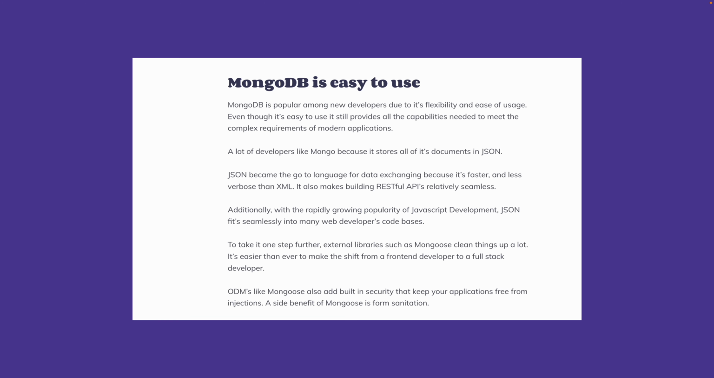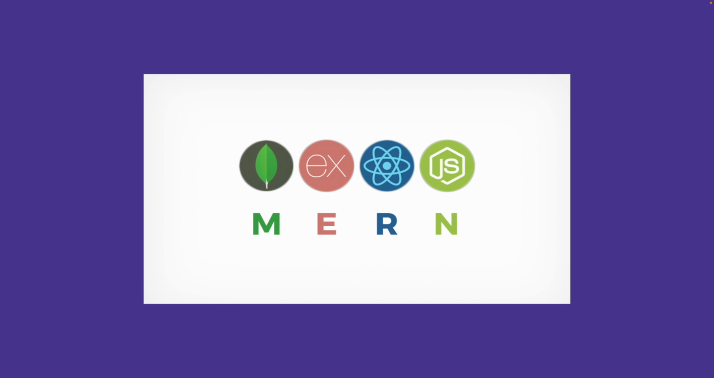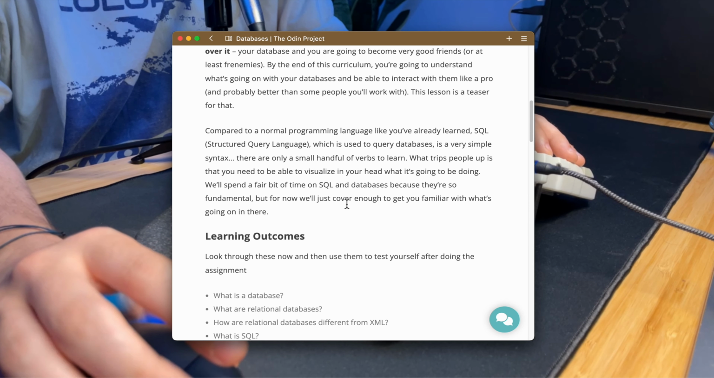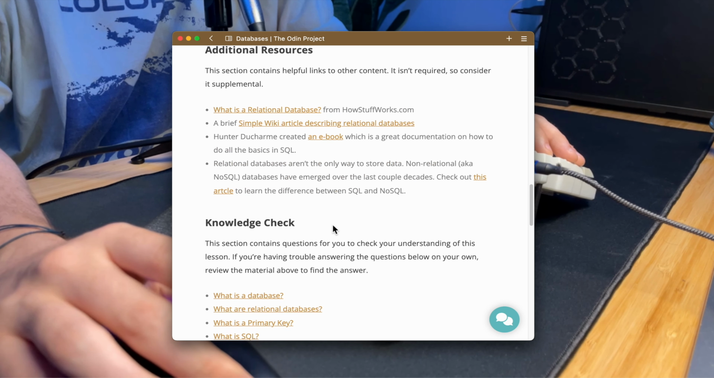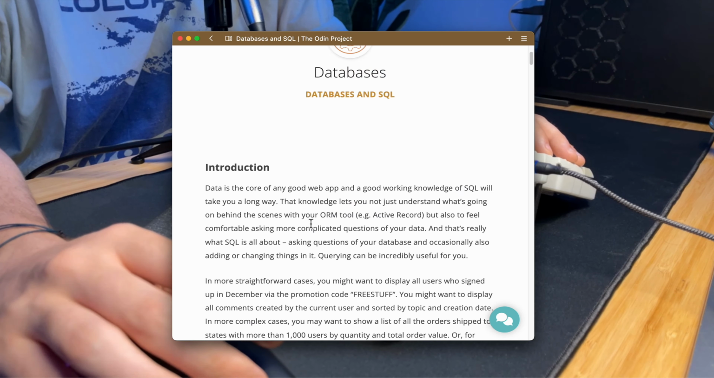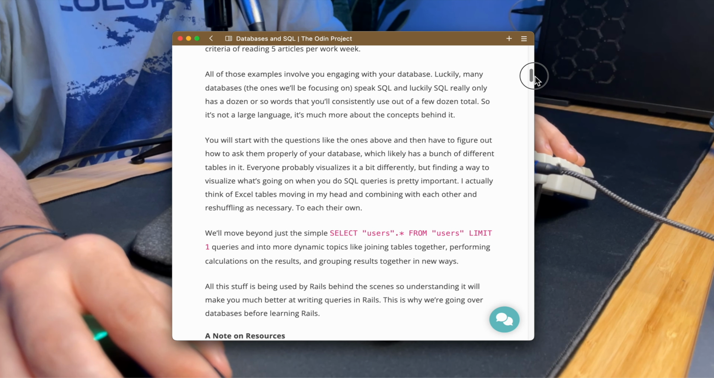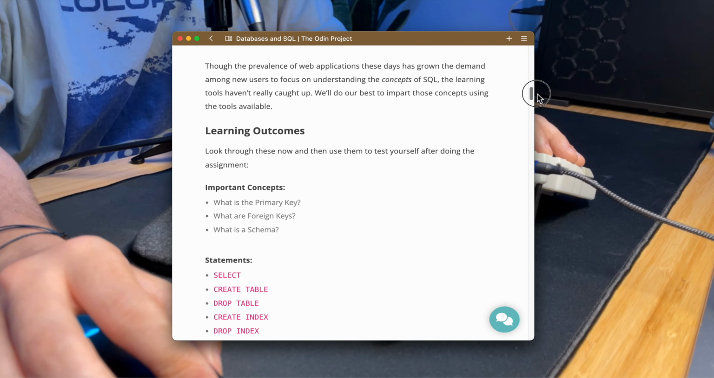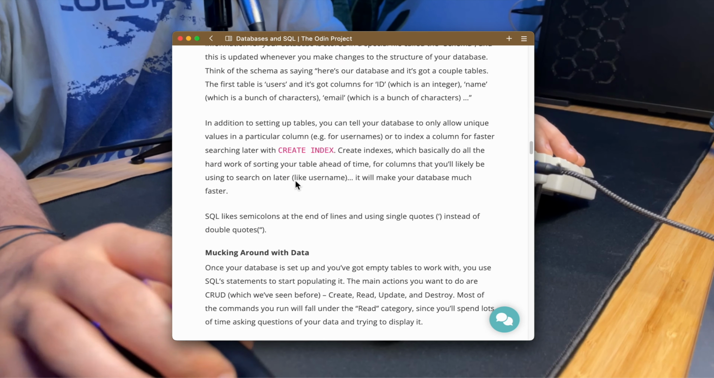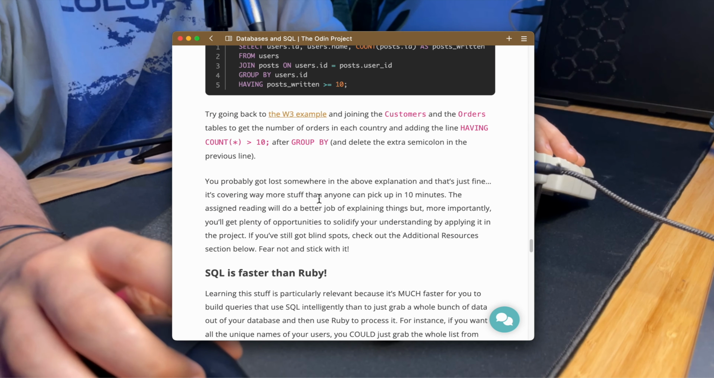I understand why the Odin project chose a NoSQL database for the full stack path. MongoDB has a very low learning curve and it's used in the popular MERN stack. That said, I think beginners should start with a relational database. Relational databases are more common in the workplace, and they're generally a good default when starting to build a web application. Luckily, the Rails path has good coverage of relational databases.